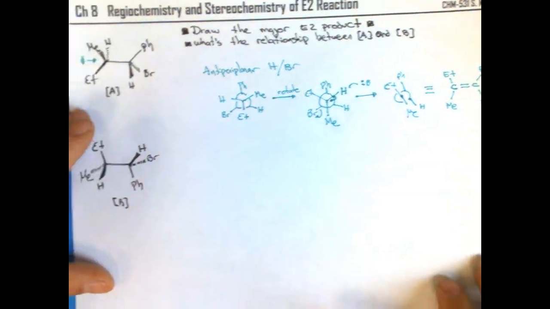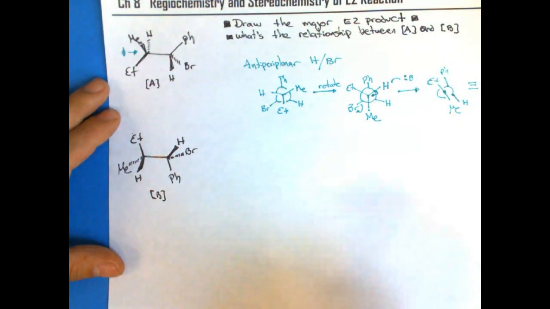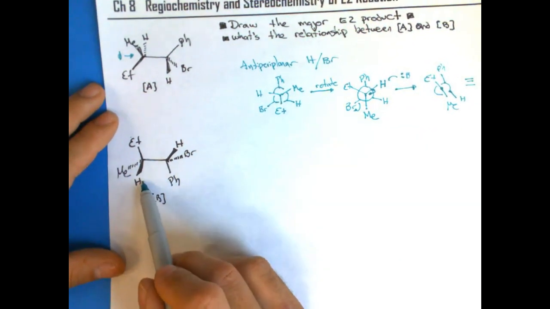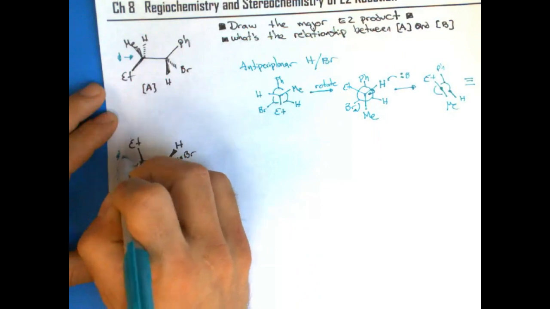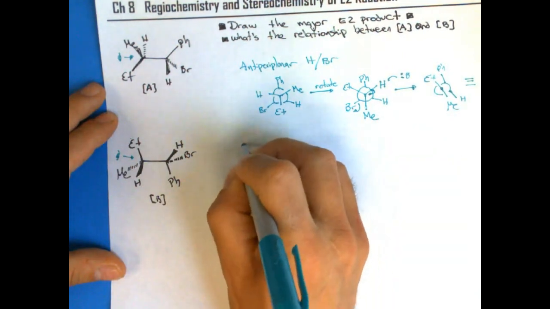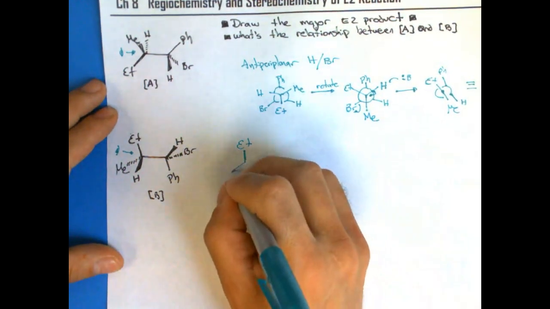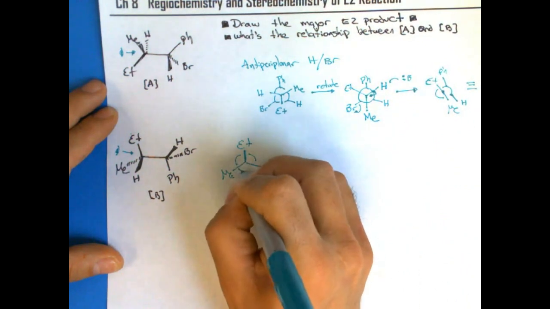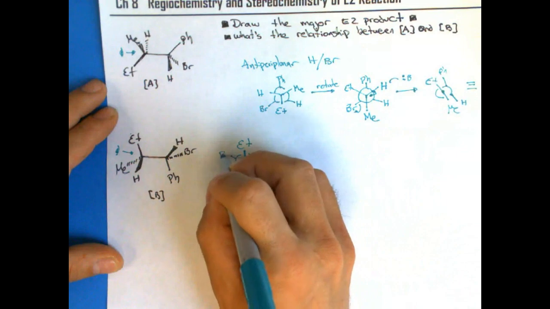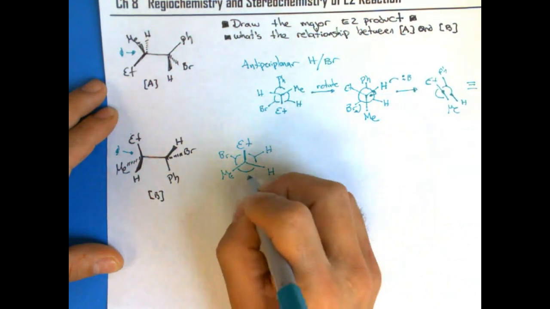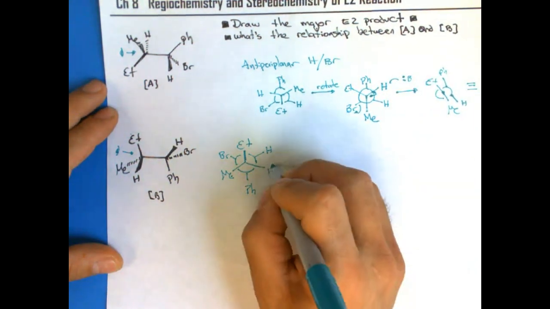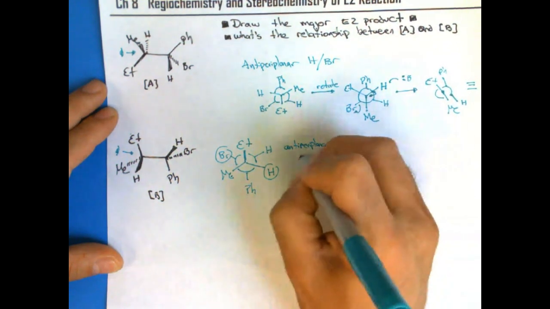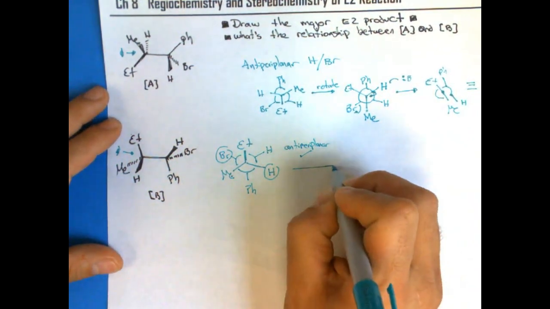Okay, what about the other structure right here? Now, if you notice here, this arrangement is already antiperiplanar. But if we want to double check, let's do our Newman projection right here. So let's put ethyl on the top, methyl on the left, hydrogen on the right, and in the carbon on the back, we have bromine on the left, hydrogen on the right, phenyl down. And so these two groups are now antiperiplanar. So if we are going to eliminate, we don't have to rotate in this case.